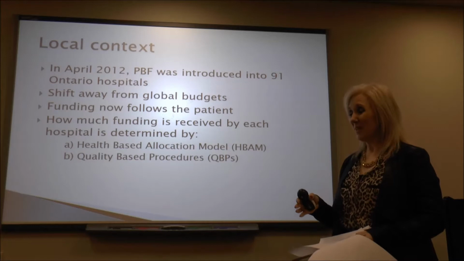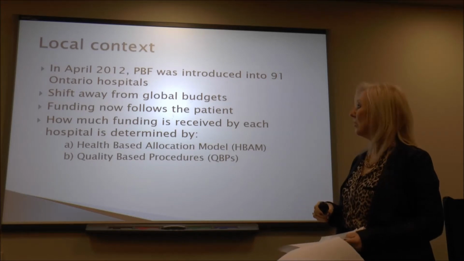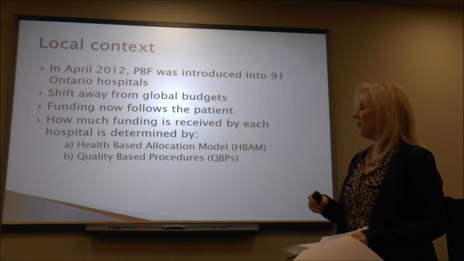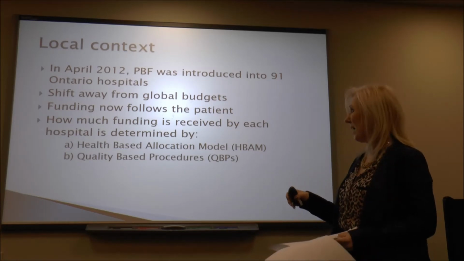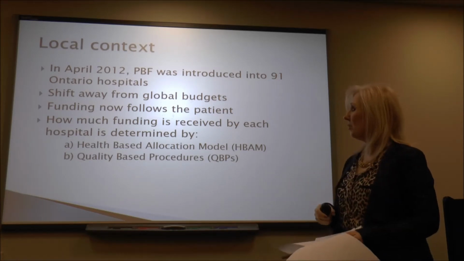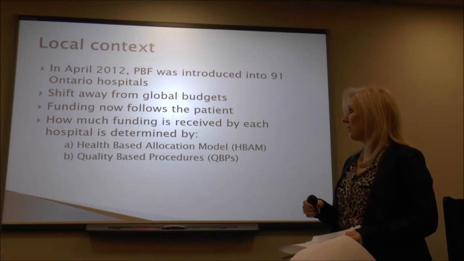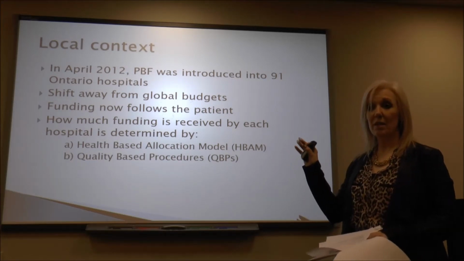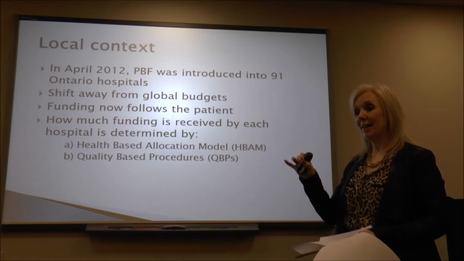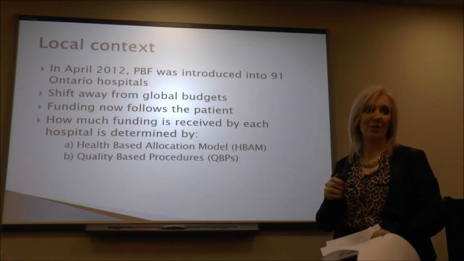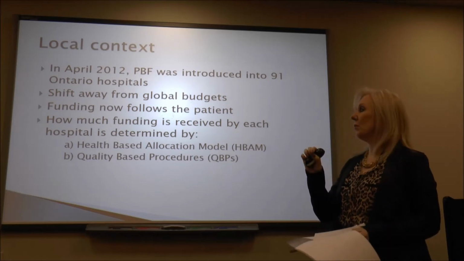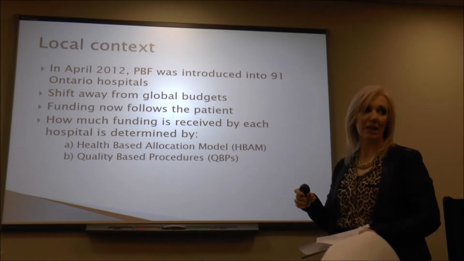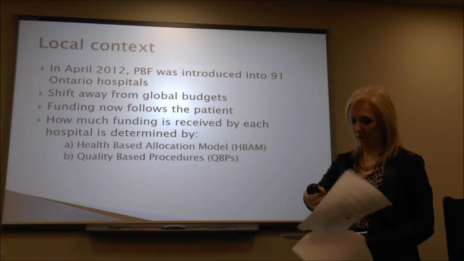That's a fixed amount that the organizations get yearly to cover their expenses. Funding now, patient-based funding, means that the funding now follows the patient. And again, we'll talk a little bit more about that. How much funding is received by each hospital is determined by the health-based allocation model, as well as quality-based procedures. So there's actually two ways of determining how much money is going to flow into the healthcare organization.